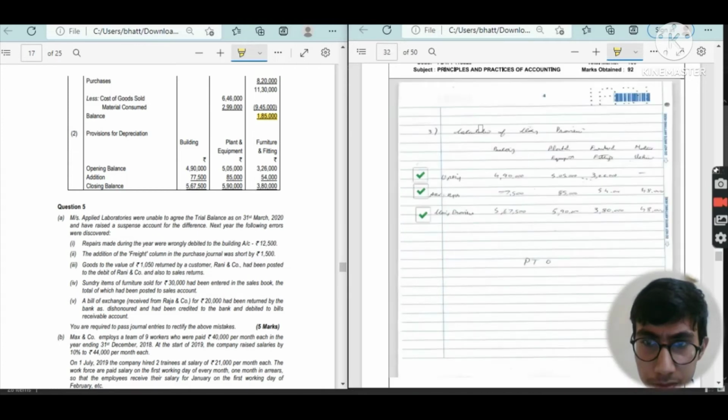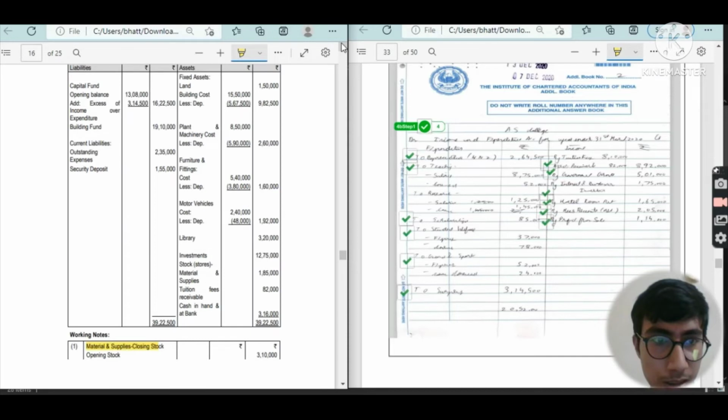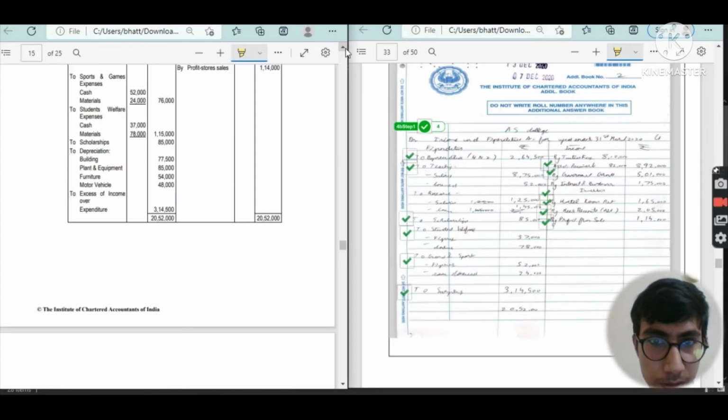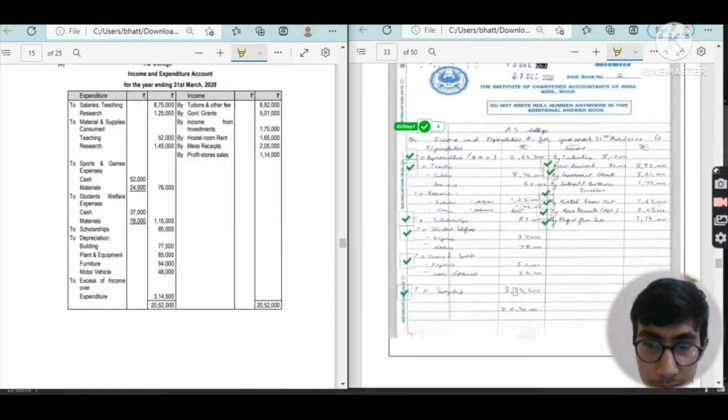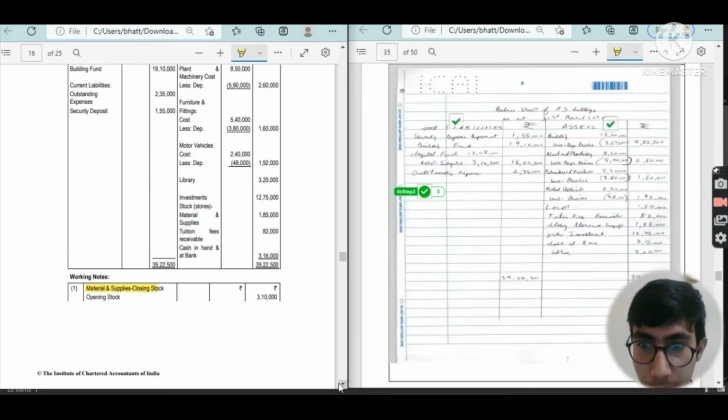Then I have shown the closing provisions also. Then comes my main solution. For the income and expenditure, you can see my whole answer item by item, it is correct. So I got 4 marks for this. Then comes the balance sheet part, that is also correct. So here also I got 3 out of 3 marks.